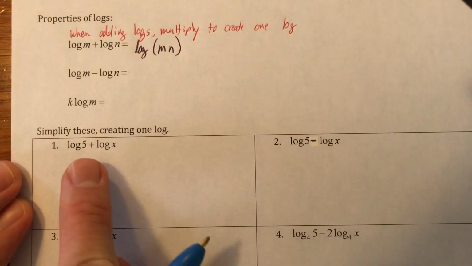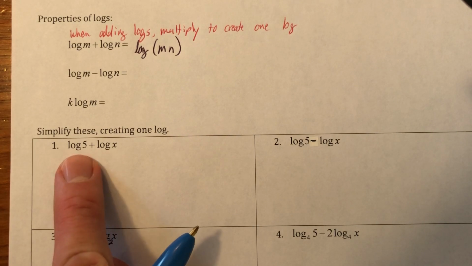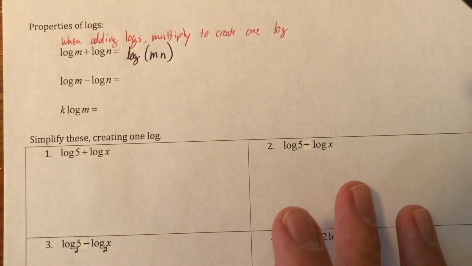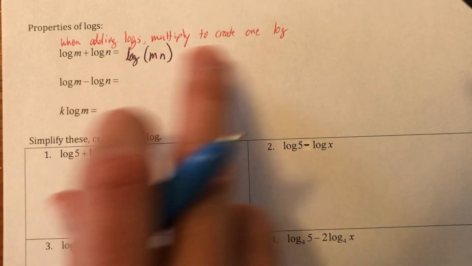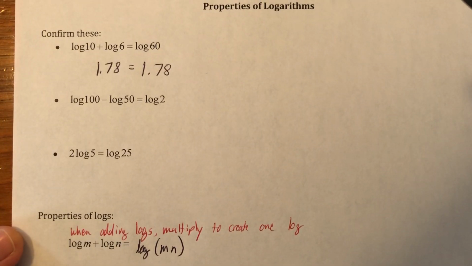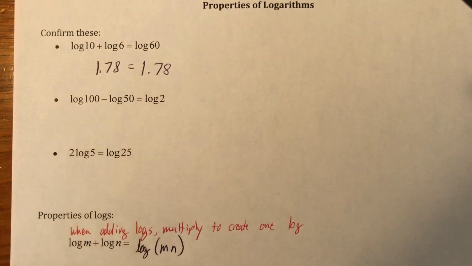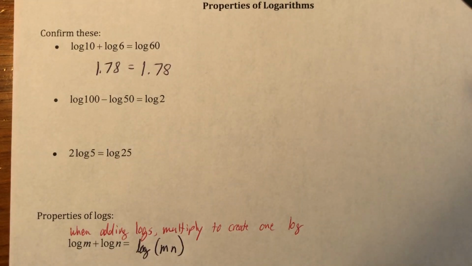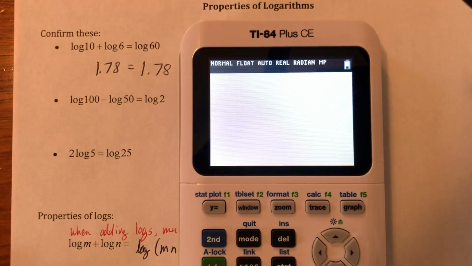So if you're looking ahead, you're seeing this and you're realizing what's about to happen. We're going to multiply 5 times x. We'll get to that though. So here's big idea number 1. When you're adding logs, you multiply to create one log. Let's slide up. You know what's about to happen probably. We're going to type this in. We're going to be like, oh, wow, they're the same. This is amazing. And you'll realize that they're the same, and it is truly amazing.